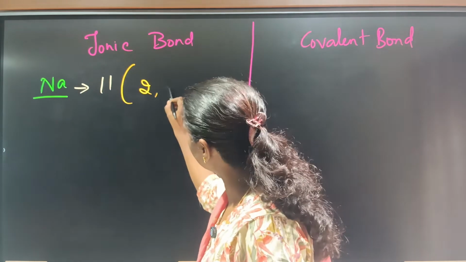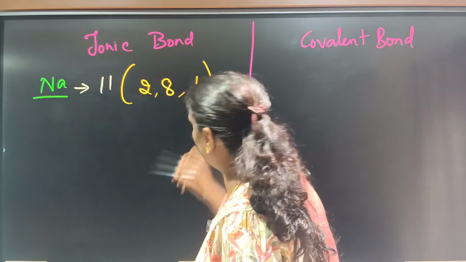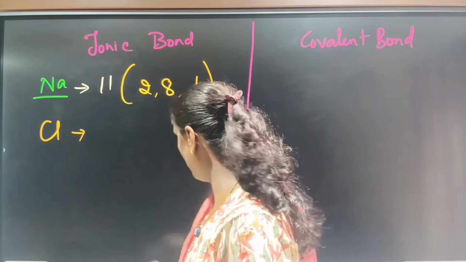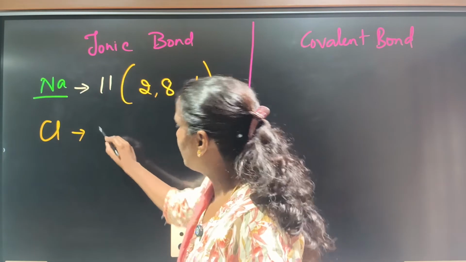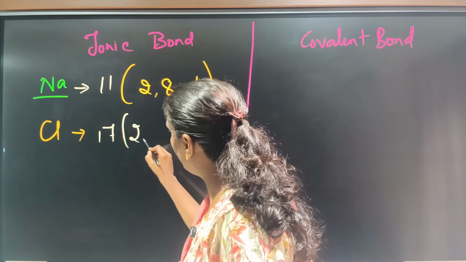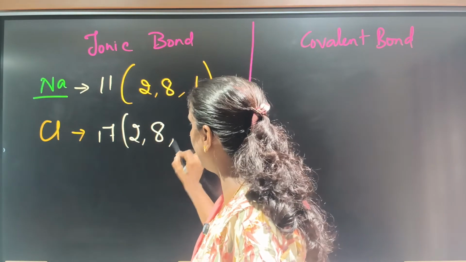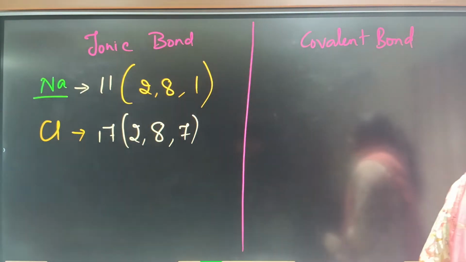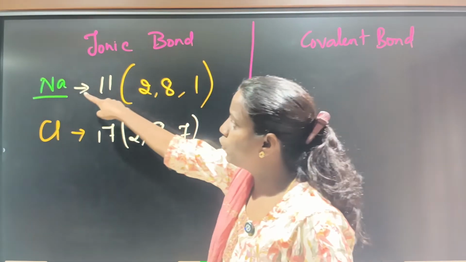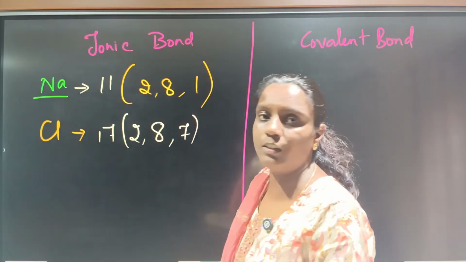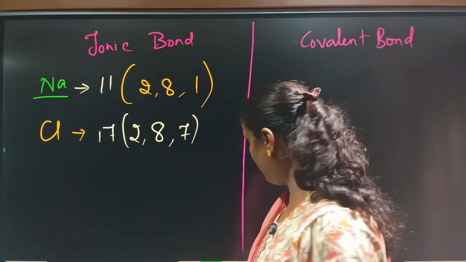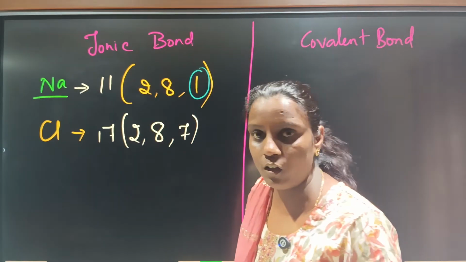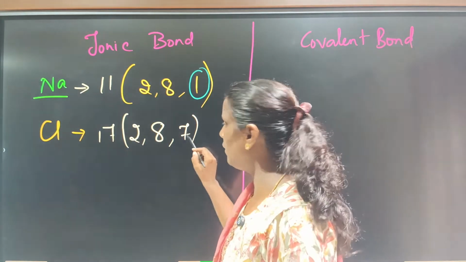2, 8, 1. Right? Then when I take chlorine, what happens? What is the atomic number of chlorine? 17. So what will be the electronic configuration? 2, 8, 7. Right? So when you take these two elements, in the last shell, how many electrons are there? Sodium has 1 electron, and chlorine has 7.